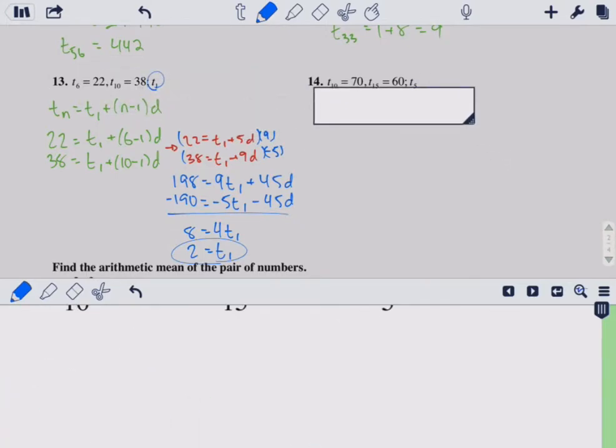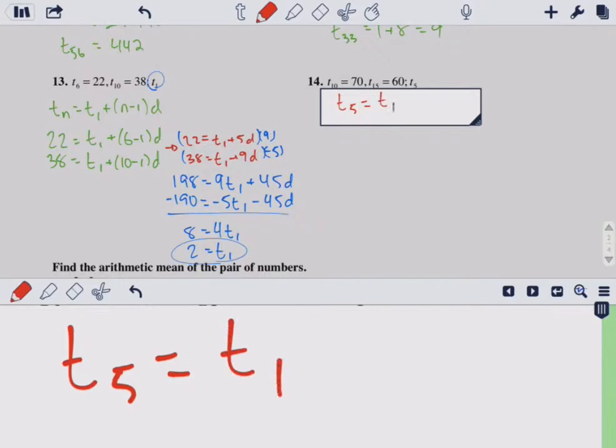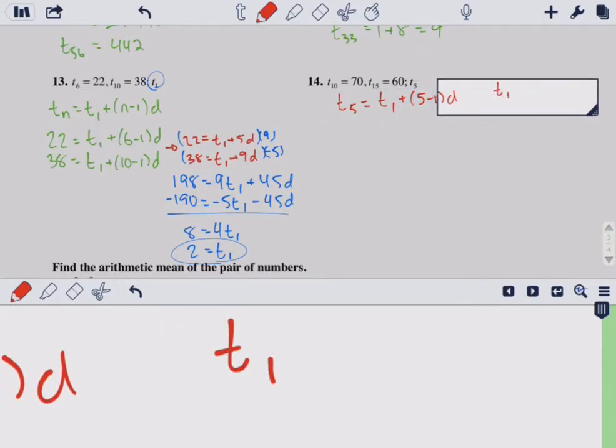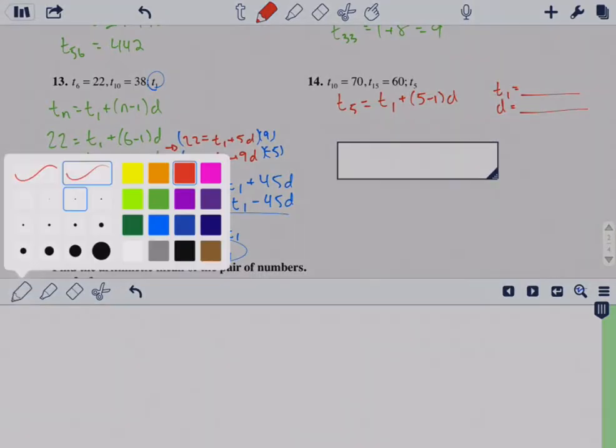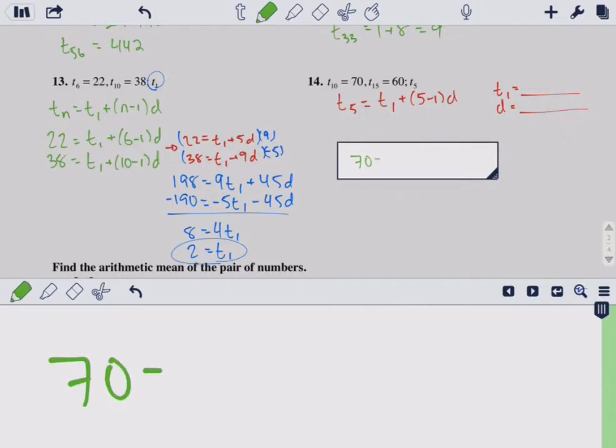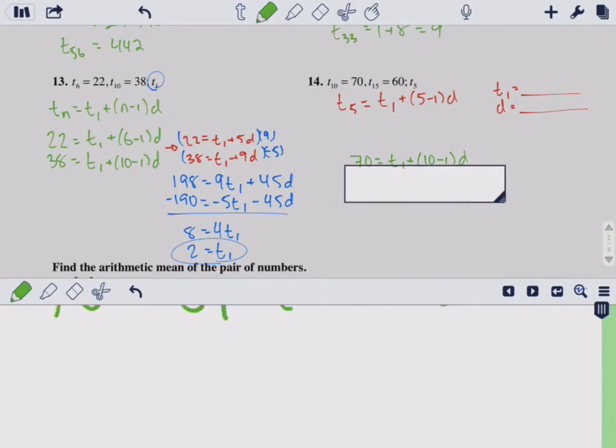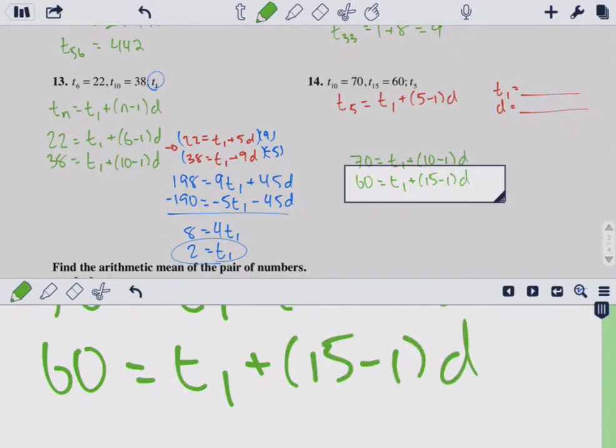Okay, so that's one way. Remember, that's solving by elimination, one step. Okay, so I do elimination, but I set it up with the givens. Okay, so we want to find t sub 5 over here, so that's t sub 1 plus 5 minus 1 times d. So to do that, I need to know what t sub 1 is equal to, not given, and what d is equal to. Again, not given. What's given is that t sub 10 is equal to 70, and we plug that into our arithmetic formula. And it's also given that t sub 15 is equal to 60, so I can plug that into the formula. N is 15, t sub n is 60.